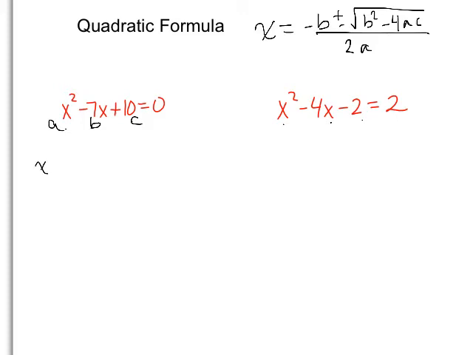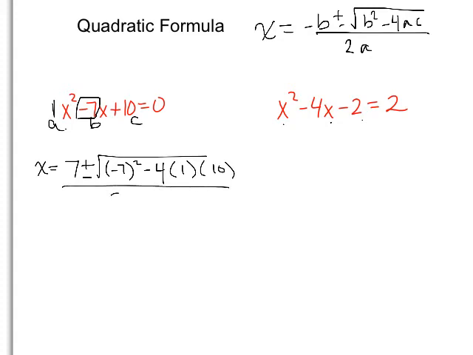The formula says x equals negative b. Well, here the b is already a negative 7, so negative negative makes it a positive 7 plus or minus square root b squared minus 4 times a. In front of the x squared is like an invisible 1. And the c is a 10, all over 2 times a. Now we just go to simplifying.